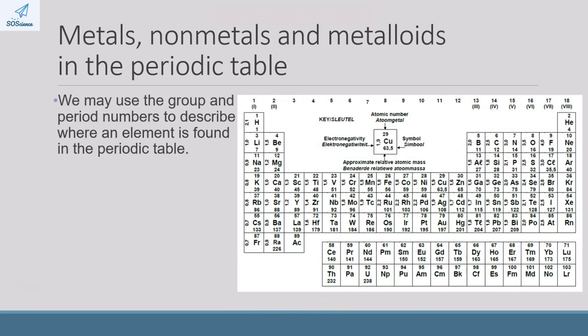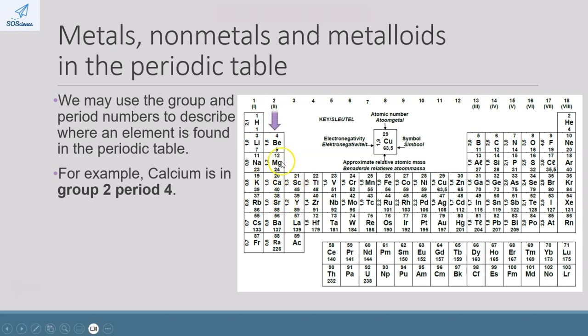We may use the group and period numbers to describe the location of an element in the periodic table. So, for example, we can see here that calcium is in the second group and in period 1, 2, 3, 4. Now, you can say group 2, period 4, or you can say period 4, group 2. It doesn't make a difference provided that your group number is correct and that your period number is correct.